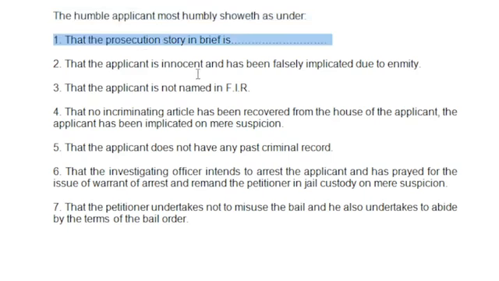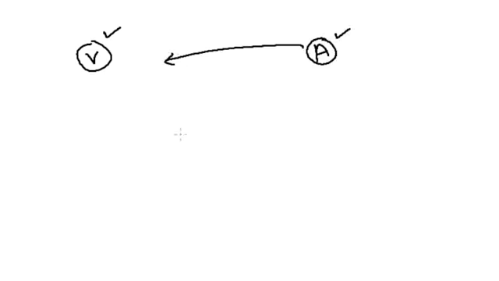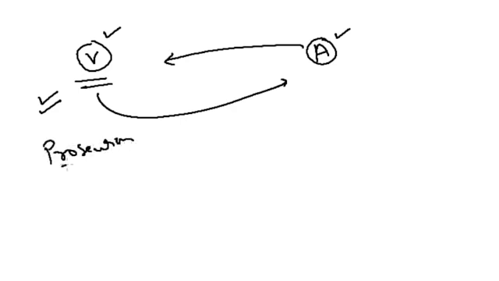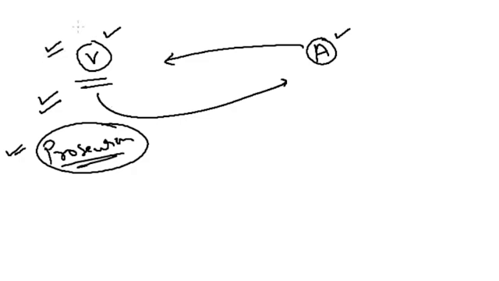First point, you have to tell the court about the prosecution story. So what is the prosecution story? Let us consider there is a person, let us say V, the victim, and A is the accused. If A has committed any offense against the victim and the victim wants to file a complaint or FIR against the accused, then the victim becomes the prosecution. So you have to mention the story of the prosecution, the case of that prosecution, what are the allegations that the victim is imposing upon the accused person.